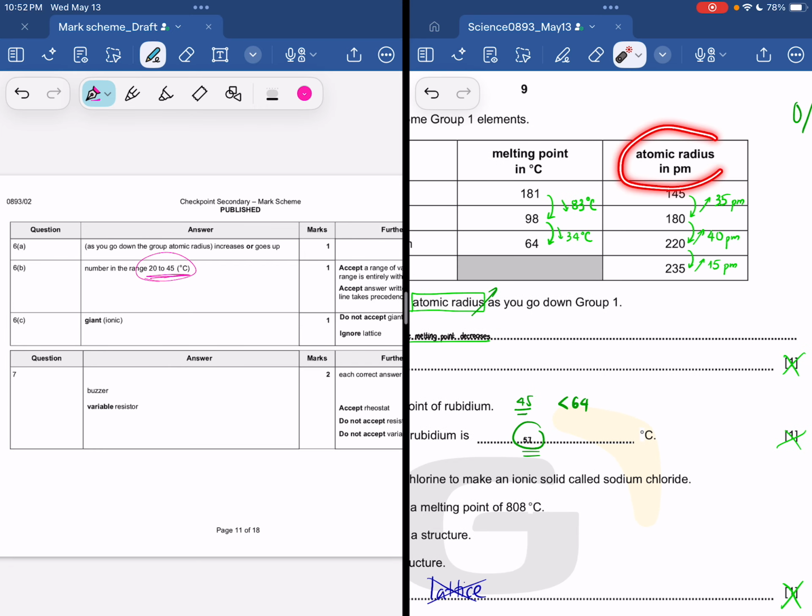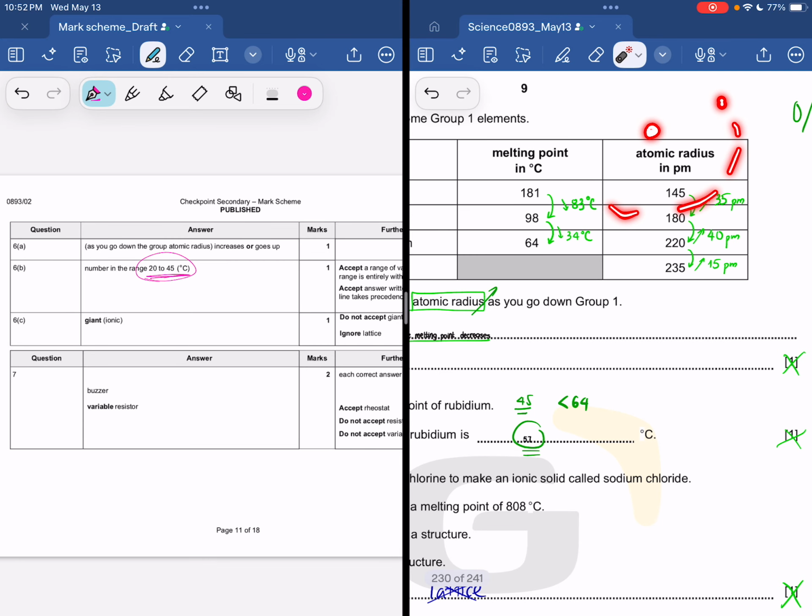as the atomic radius increases, you can see that the nucleus and the electrons just become further away from each other, right? Like this is the atom and this is the electrons traveling around.